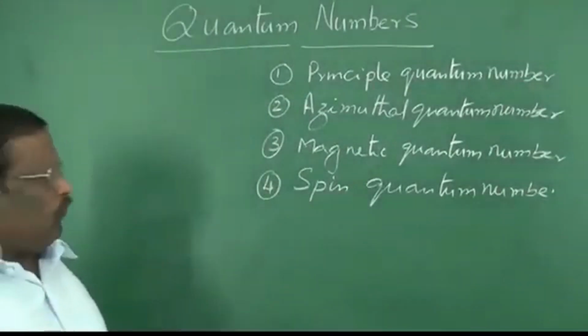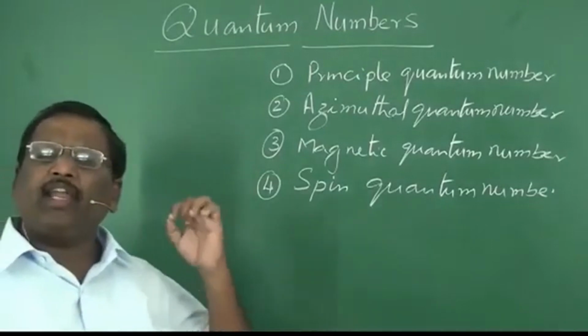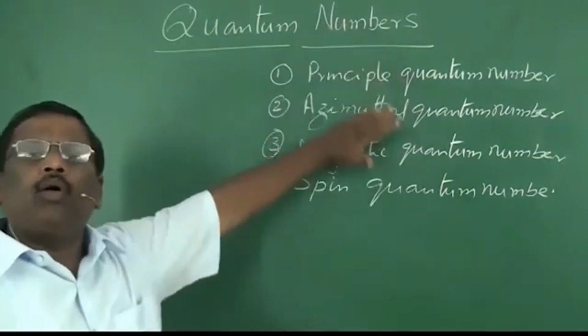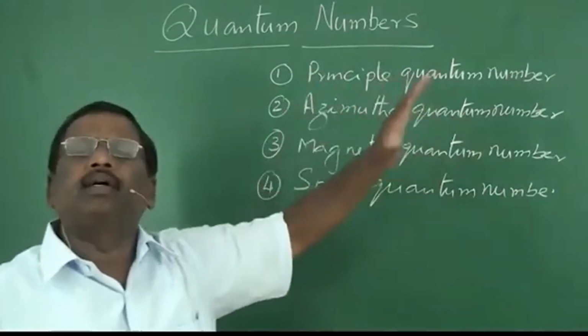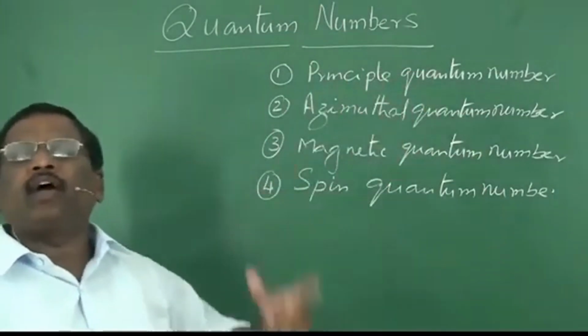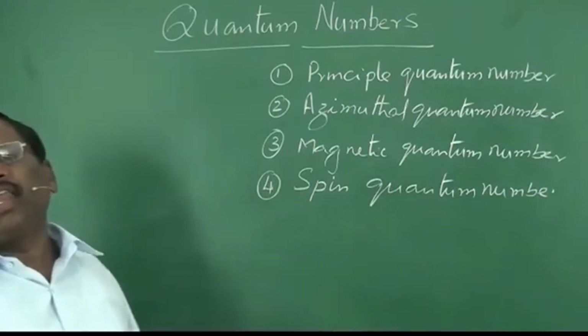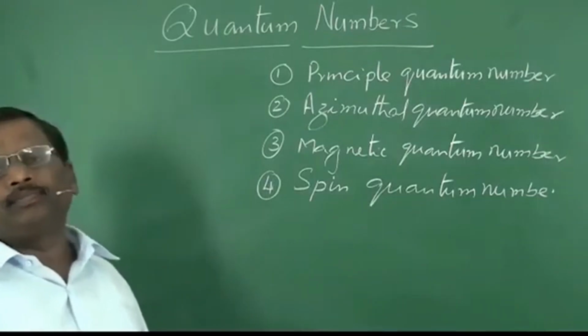So these are the four quantum numbers. Each and every electron in an atom will have all these four quantum numbers. With the help of these quantum numbers, we can identify or designate an electron in an atom.